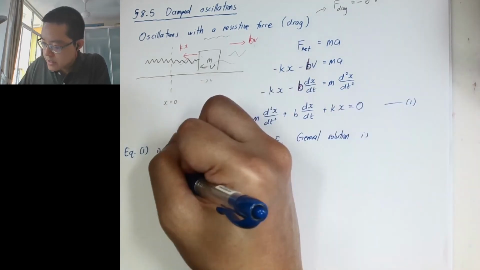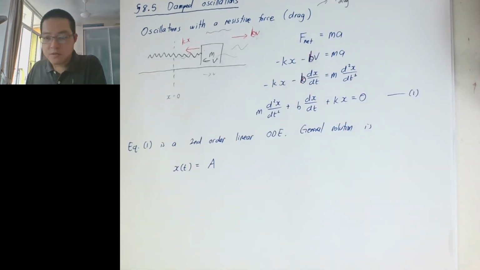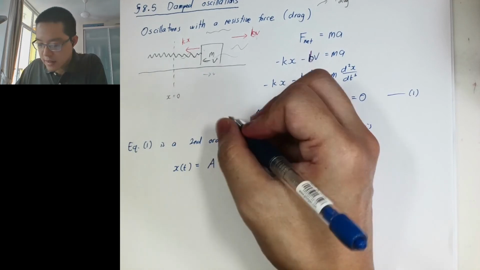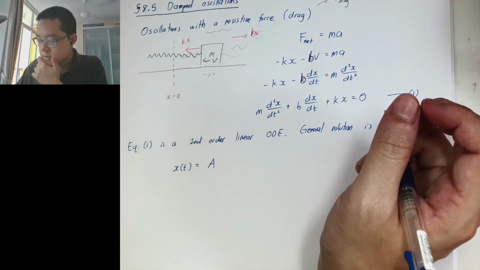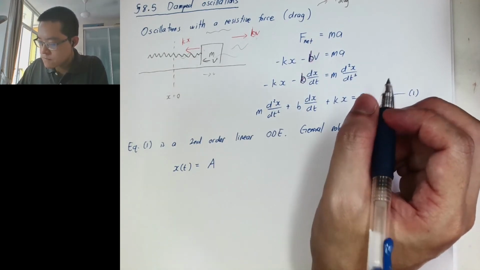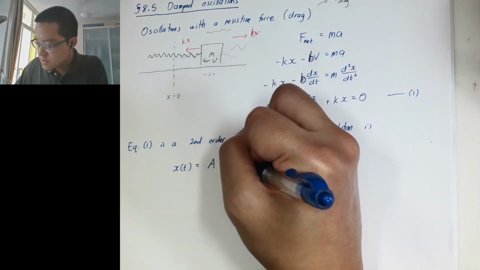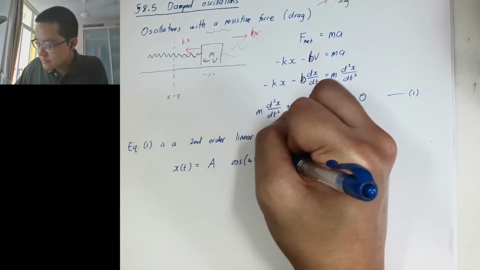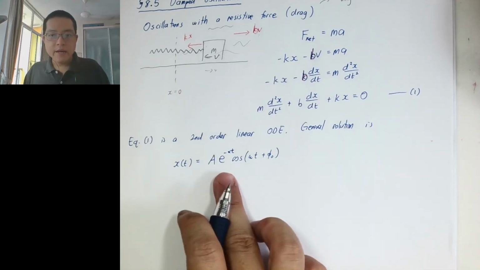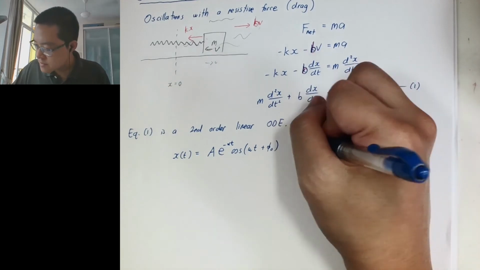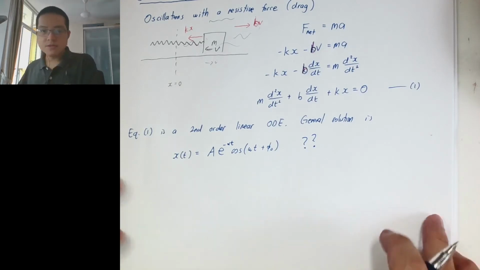I claim that my general solution has some constant amplitude A, and is also expected to have some... hang on a second. Okay, so A cos(omega t plus phi 0), and then e to the negative alpha t. Okay, so I claim that my general solution is this one. Is it this one? So let us check.